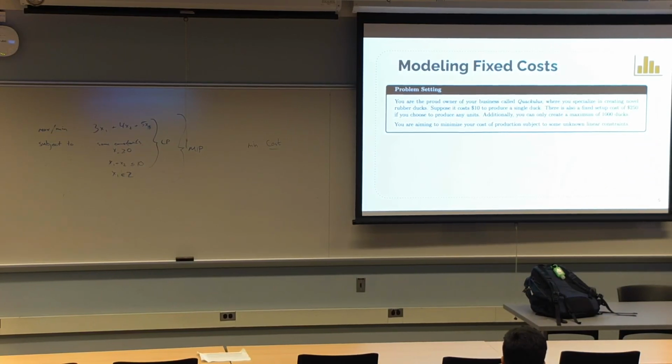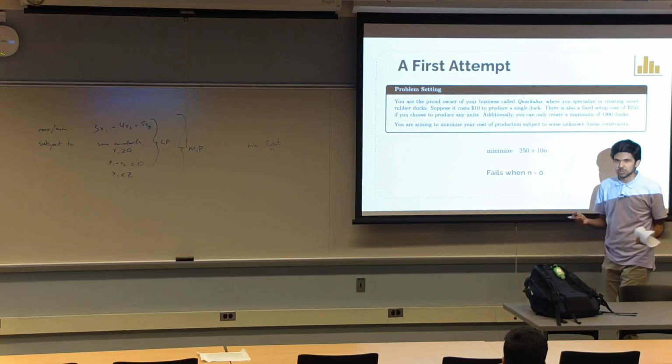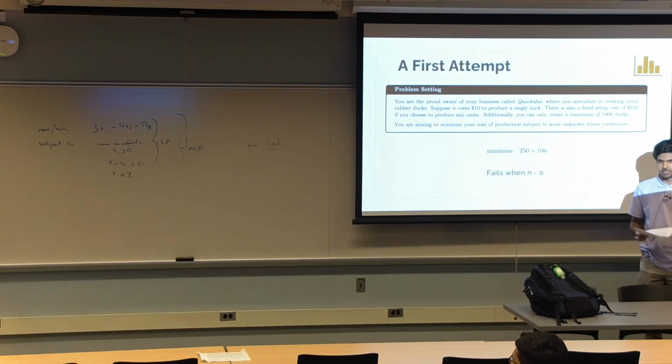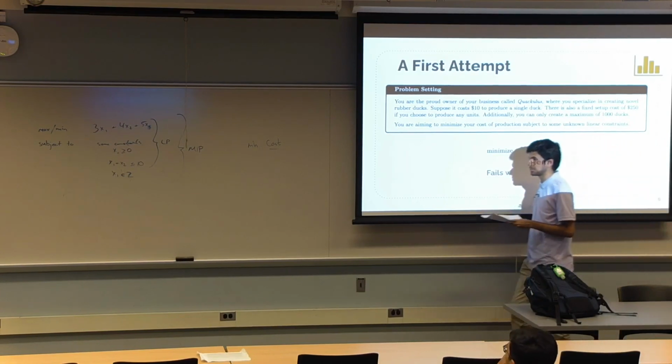So that is almost correct, because it unfortunately fails when we produce 0 ducks. So n will be the amount of ducks we produce. Should we choose to produce 0 ducks, this is telling us that our cost would be $250, which is not true, because it would be 0. We have that fixed cost only when we choose to produce ducks.